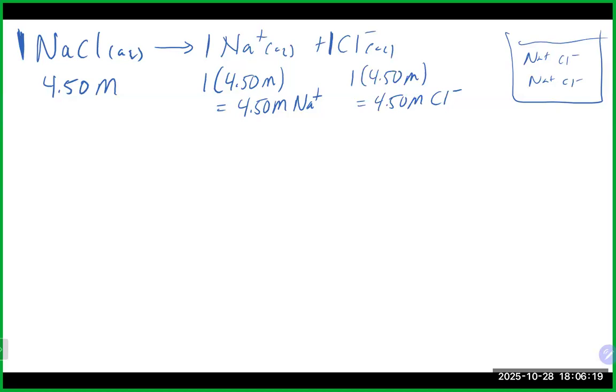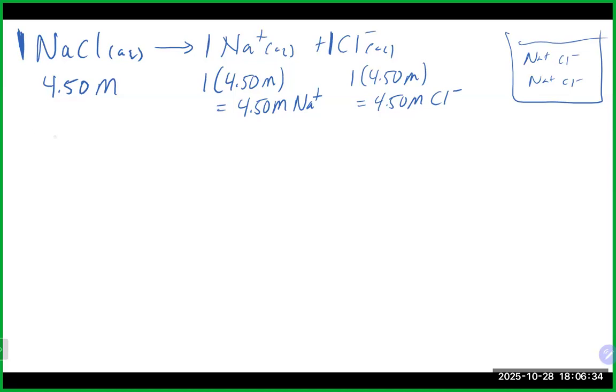Obviously here, molarity is not additive, so 4.5 and 4.5 does not equal 4.5, but it's proportional. It's like a 1-to-1 relationship. You get one of each in there. So the concentration of those ions are the same.